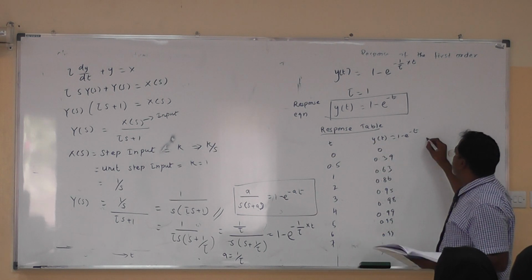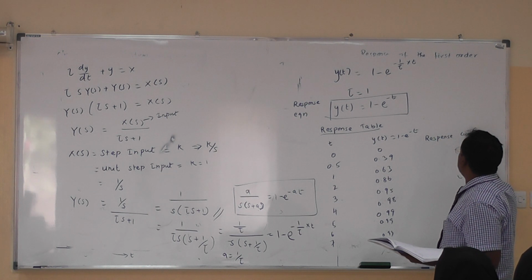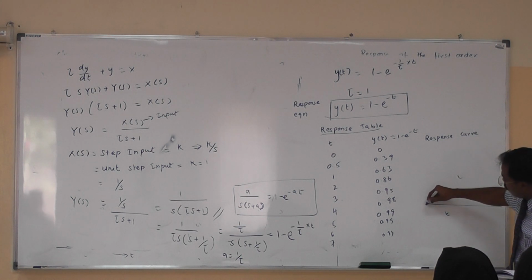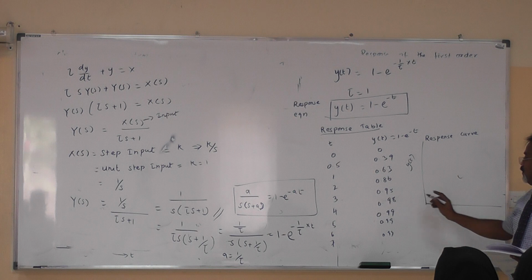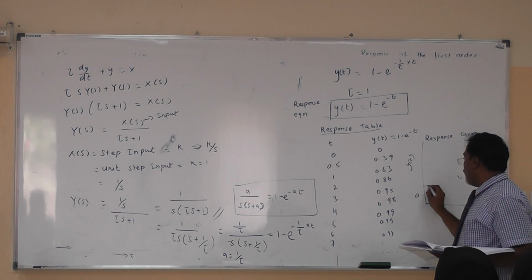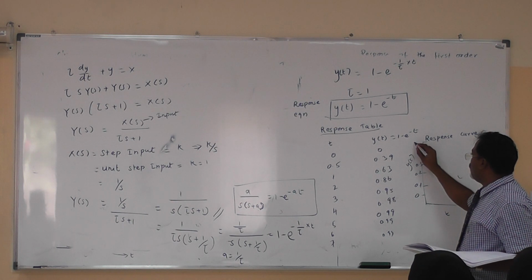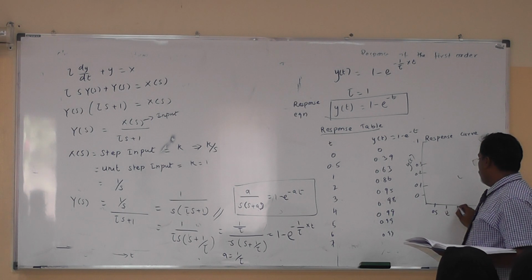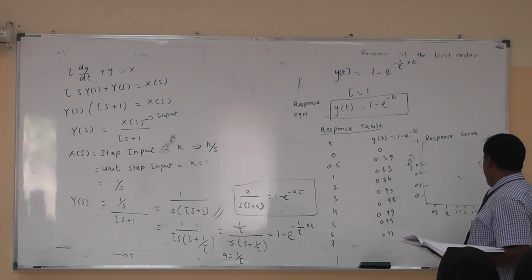How to draw the response curve? The response curve using the graph. You have to take t on the x-axis, and then y of t on the y-axis. The y of t is given, so you mark 0, 0.1, 0.2, 0.3, like that up to 1. Here you mark 0.5, 1, 1.5, 2, 2.5, 3, 3.5, 4, 4.5 like that.